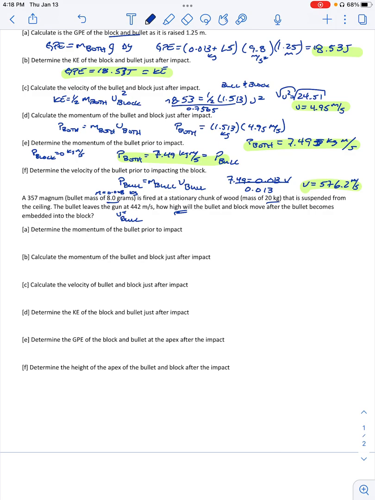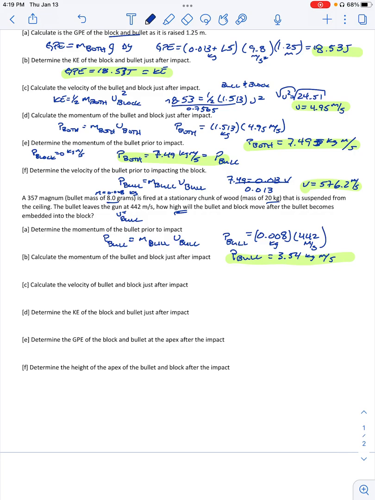All right, momentum. So again, if we're just looking for the bullet here, we need the mass of the bullet and the velocity of the bullet. Our mass is 0.008, that's again kgs. Our velocity is 442 meters per second. That's a pretty quick bullet. So 0.008 times 442, we end up seeing our momentum here is 3.54 kilogram meter per second.